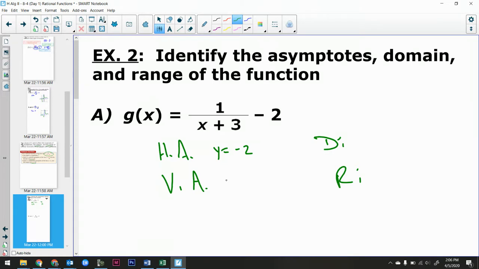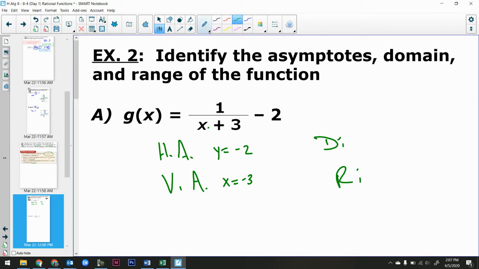Vertical asymptote, what makes this function undefined? When x is -3. Right? Okay, if I plugged in -3 in here, that would make it cancel, giving us a 0 down here on the bottom, which is no good. Right? That's what makes that function undefined. Now, the domain.